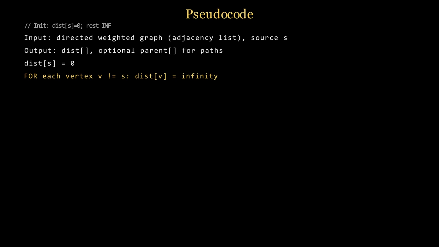We initialize the source distance to 0 and every other vertex to infinity. The graph is given as an adjacency list. We will output the dist array and optionally a parent array to rebuild shortest paths.